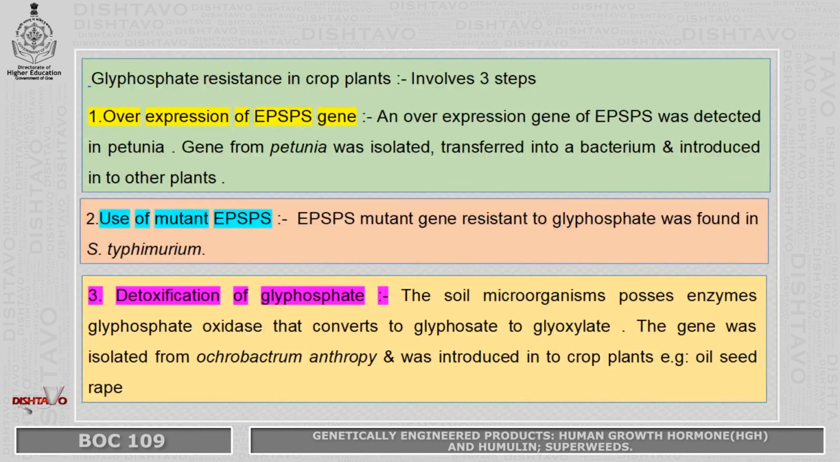Then there is a gene for detoxification of glyphosate. Usually soil microorganisms possess this, with the enzyme glyphosate oxidase that converts glyphosate to glyoxylate. This gene was isolated from Achromobacter anthropi and was introduced in crop plants, for example oilseed rape.